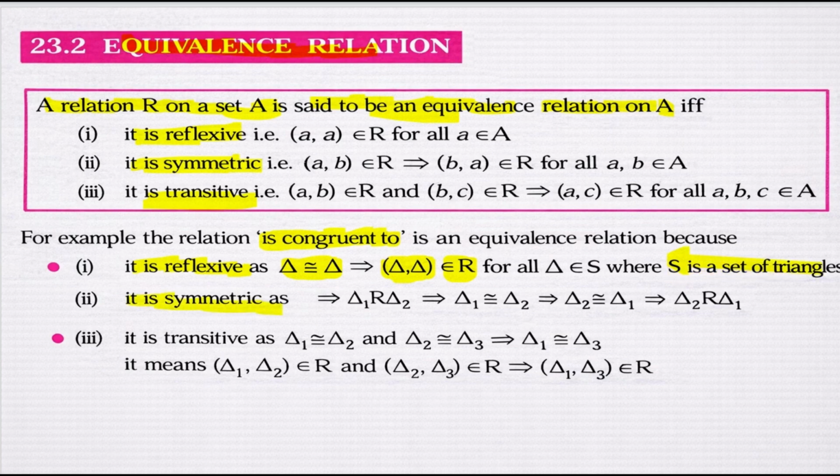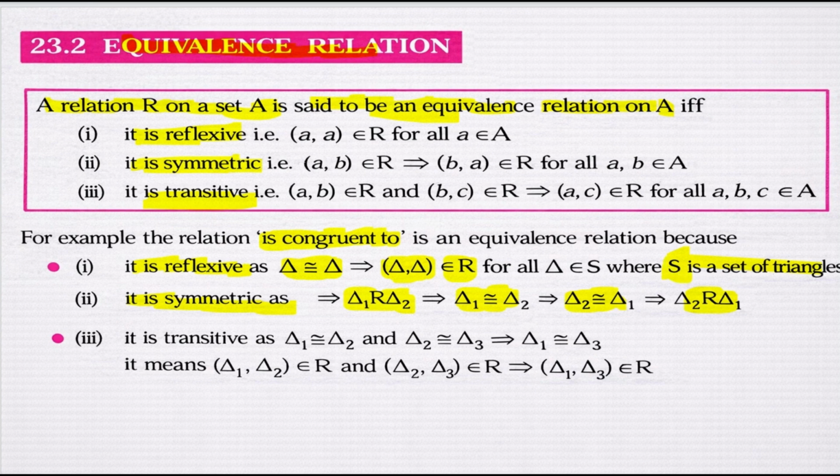Let's move on to the symmetric property. If triangle 1 is related to triangle 2, it means triangle 1 is congruent to triangle 2. It implies triangle 2 is also congruent to triangle 1. It means the ordered pair (triangle 2, triangle 1) is in the relation. Therefore, congruence is symmetric on the set S.